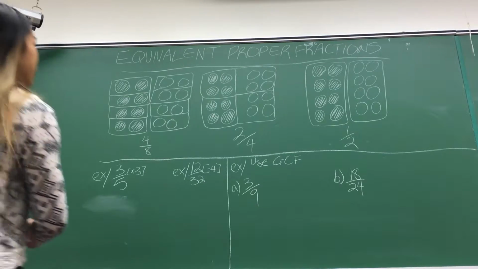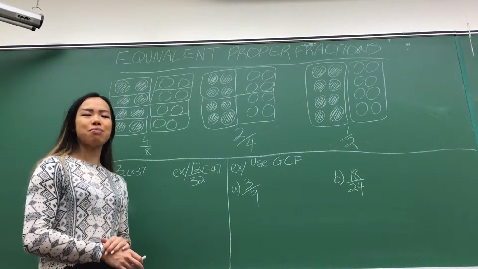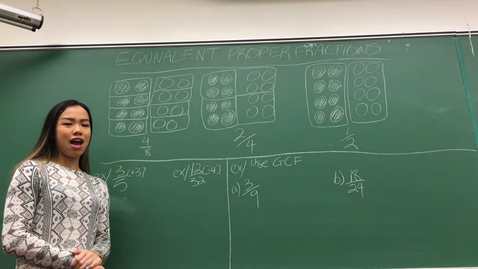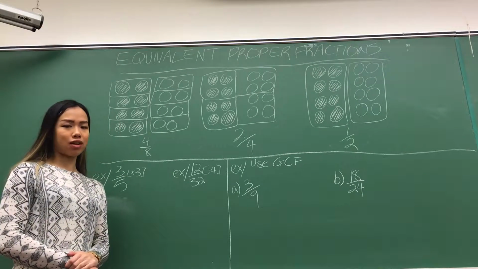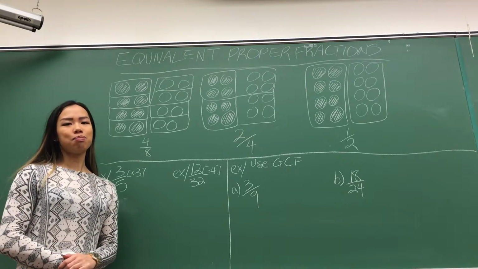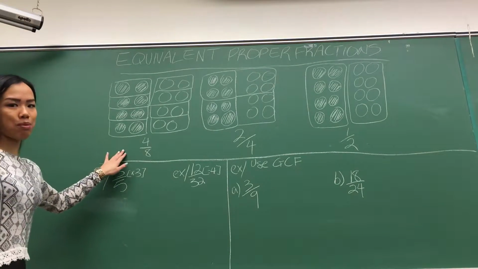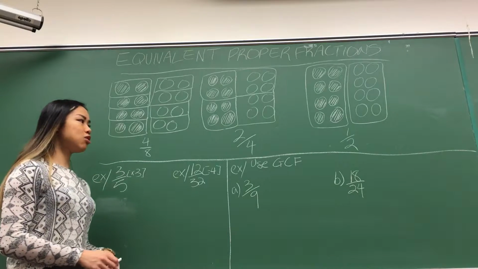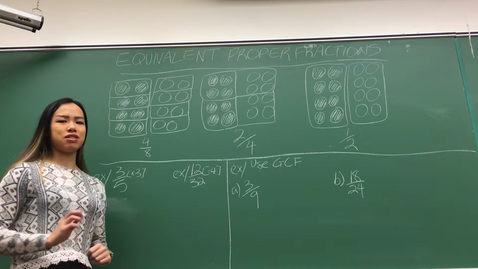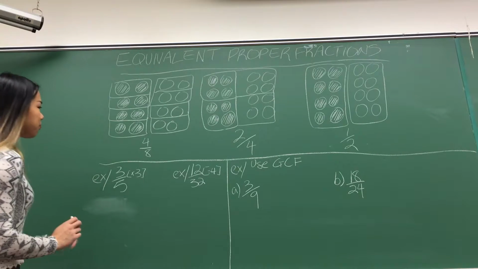Alright, in this video we're going to talk about equivalent proper fractions. So if I'm given any proper fraction, I can find an equivalent proper fraction for it. So what does that mean? Well, I'll explain it in pictures. Here I'm claiming that 4 over 8, 2 over 4, and 1/2 are equivalent. So let's look at the pictures to see what we mean by that.